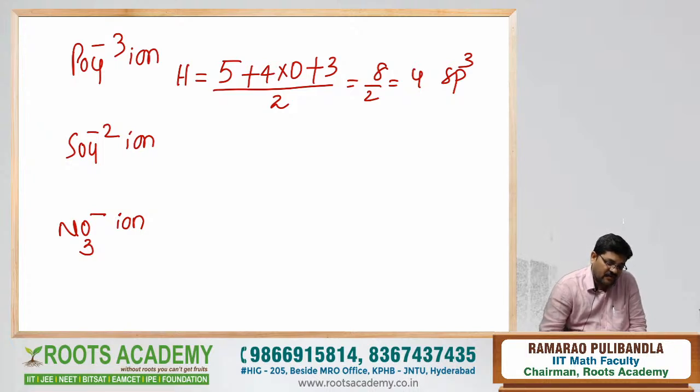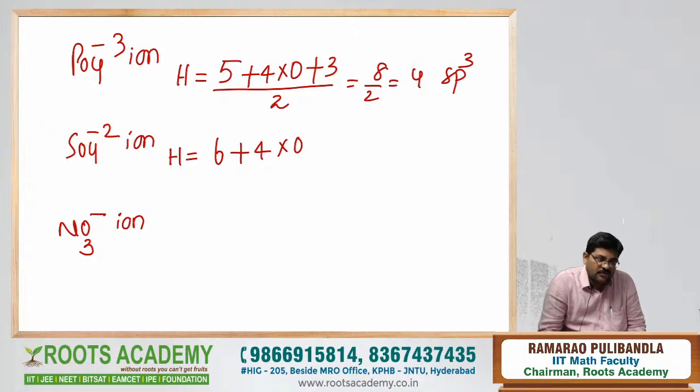Come to the sulfate anion. In the sulfate anion, sulfur belongs to which group? Sixth group, 6. Very good. And oxygen as the surrounding atom, 4 into 0 is taken. Why is 4 into 0 taken? As I said, oxygen is a divalent atom. Sixth group element means 6 electrons are there. To get an octet, it is able to form a double bond. But in our hybridization formula, monovalent single bond atoms are required as surrounding atoms. But here oxygen is divalent. That's why it is taken as 0.